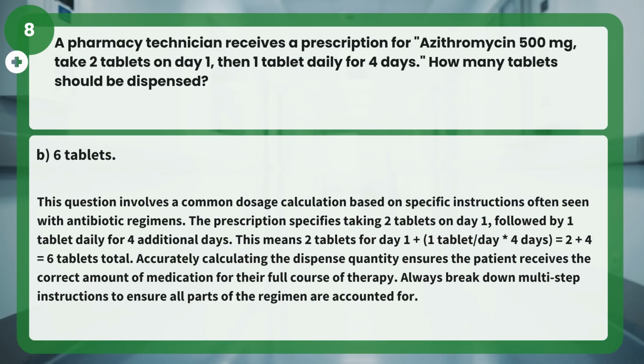Answer: B. 6 tablets. This question involves a common dosage calculation based on specific instructions often seen with antibiotic regimens. The prescription specifies taking 2 tablets on day 1, followed by 1 tablet daily for 4 additional days. This means 2 tablets for day 1 plus 1 tablet/day * 4 days, equals 2 plus 4 is equal to 6 tablets total. Accurately calculating the dispense quantity ensures the patient receives the correct amount of medication for their full course of therapy. Always break down multi-step instructions to ensure all parts of the regimen are accounted for.